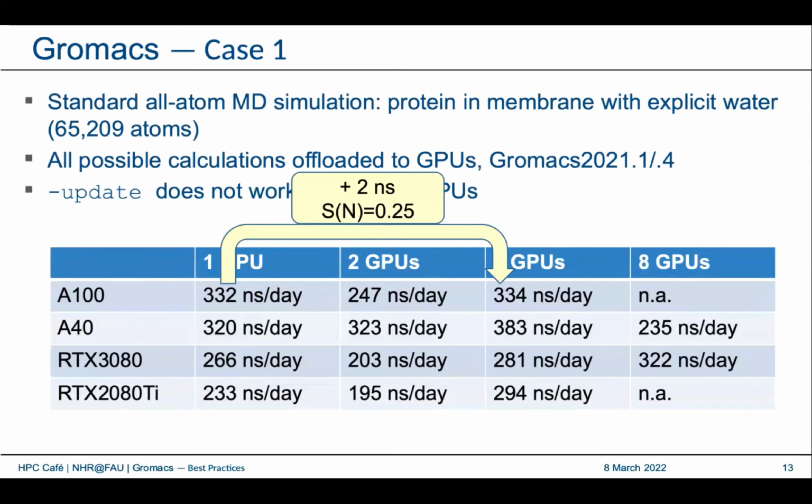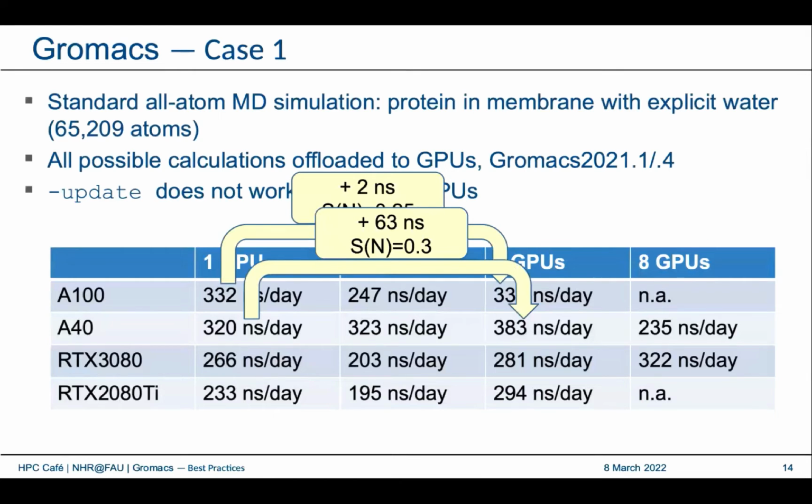So in this case, 1/4 of the hardware is used. We use 4 GPUs and we get the same performance as for 1 GPU. So even if we use 4 GPUs, basically it's only 1 GPU. And this is the same for all of the other examples I showed you here. In nanoseconds, the increase is 63 nanoseconds per day, but the parallel efficiency is still 0.3. So that means it still uses less than half of the hardware. It doesn't make sense to do this.